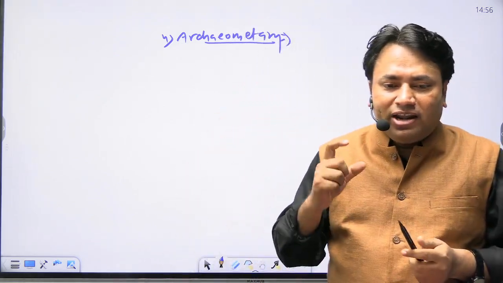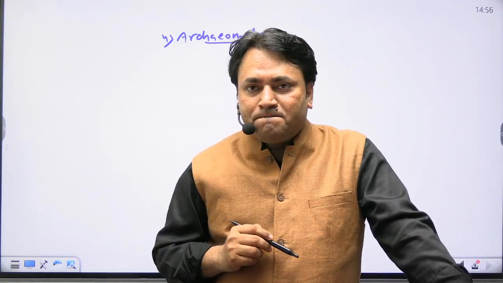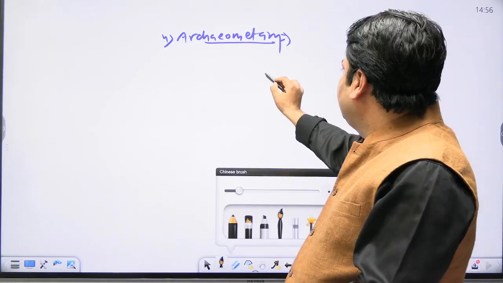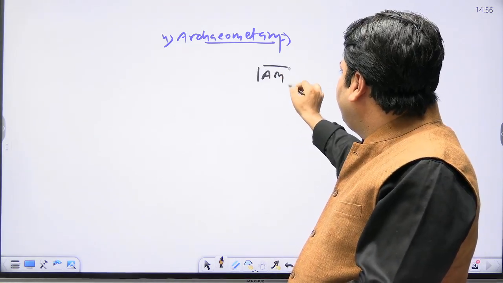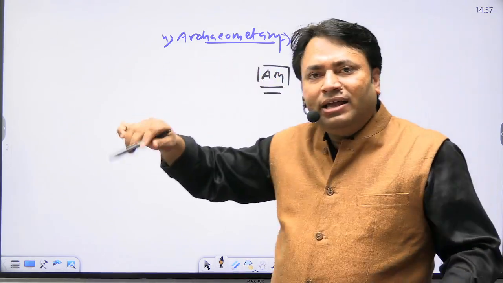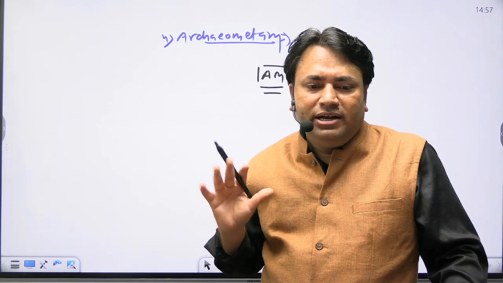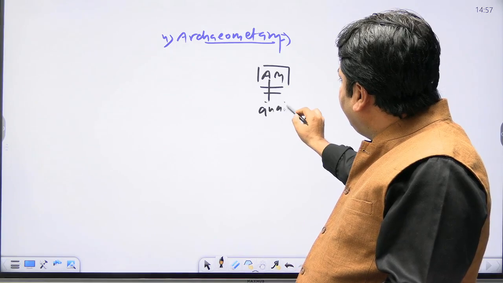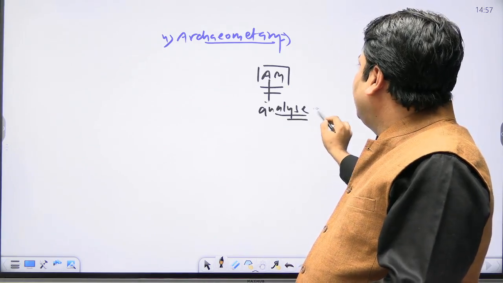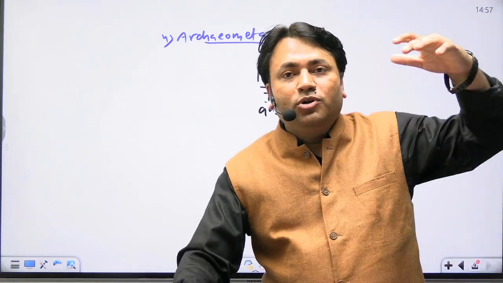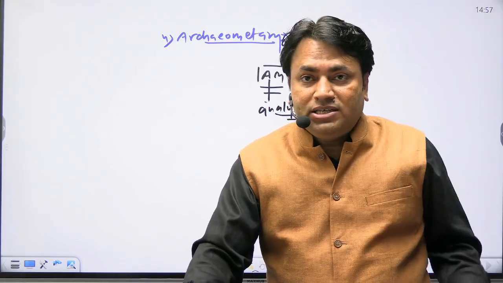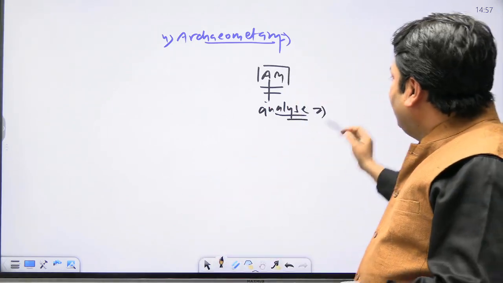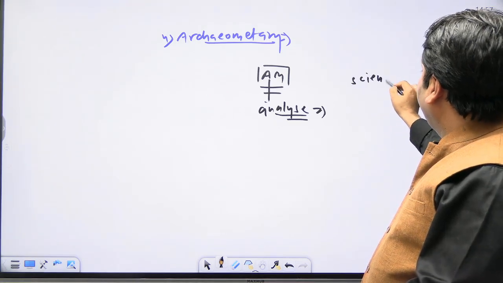So what is this archaeometry? Now here we have archaeological materials. They are properly cleaned, cataloged, everything has been done. Now we have to analyze which period these archaeological materials belong to. This task is very difficult, and that is the fourth task. So here various scientific methods are used.